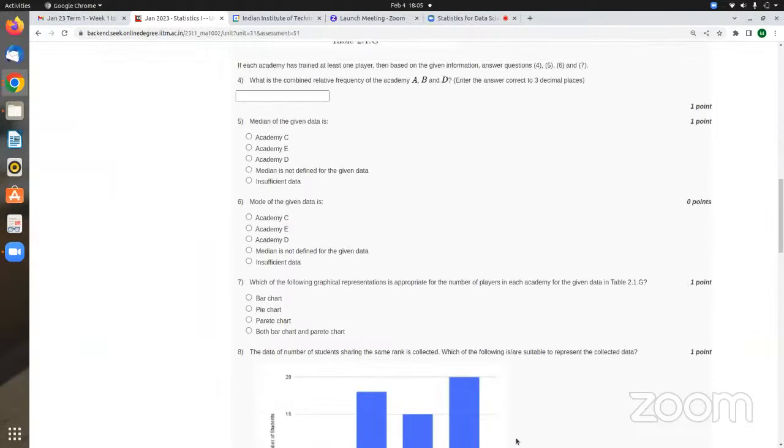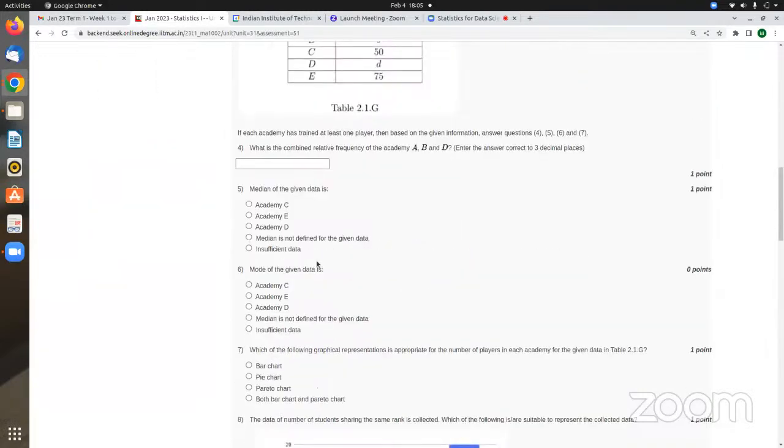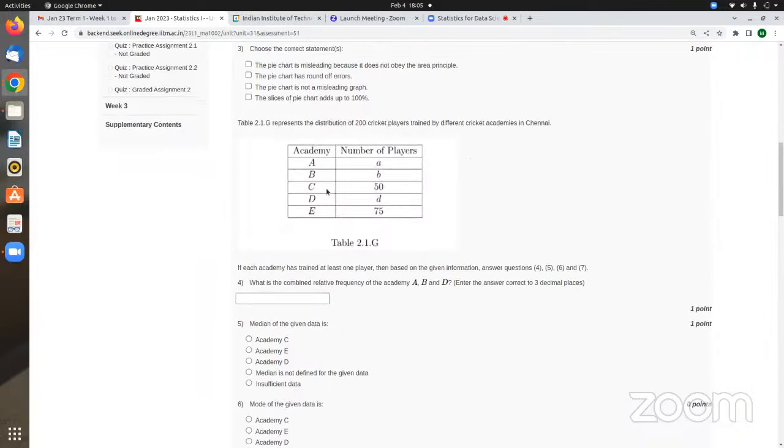Question number 6? Mode of the given data, right? I think this question depends on the table. So we have to find the mode of this data, right? Academy is a categorical variable, right? And number of players is its frequency, right? And there are a total of 200 players.